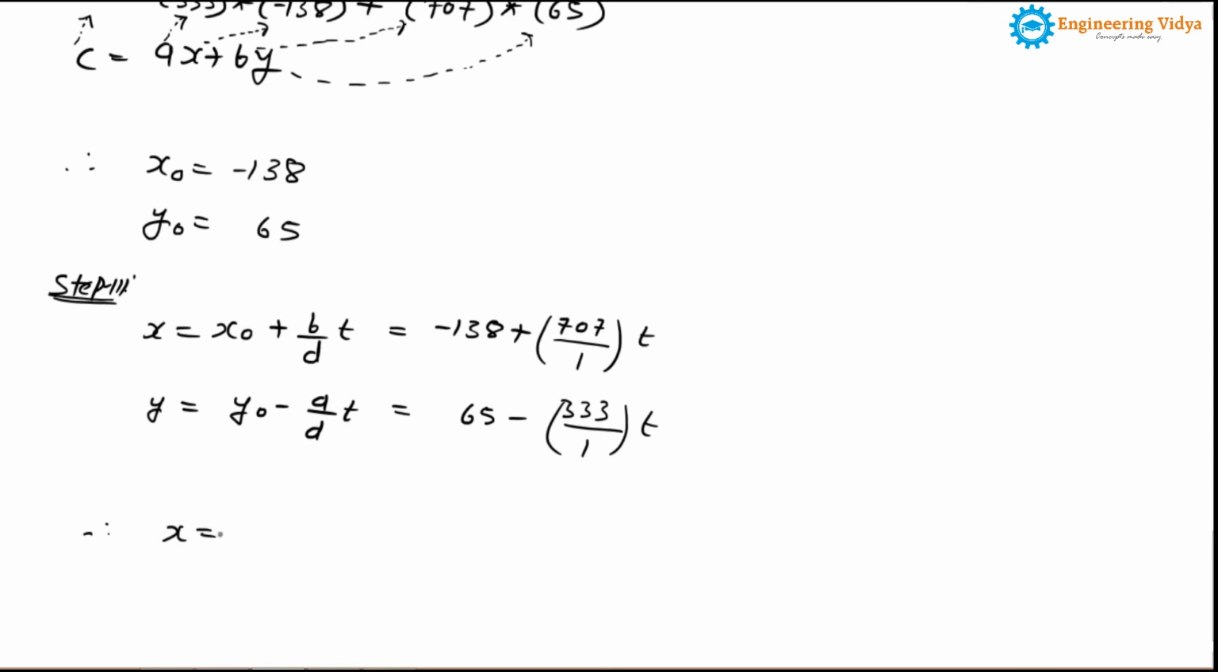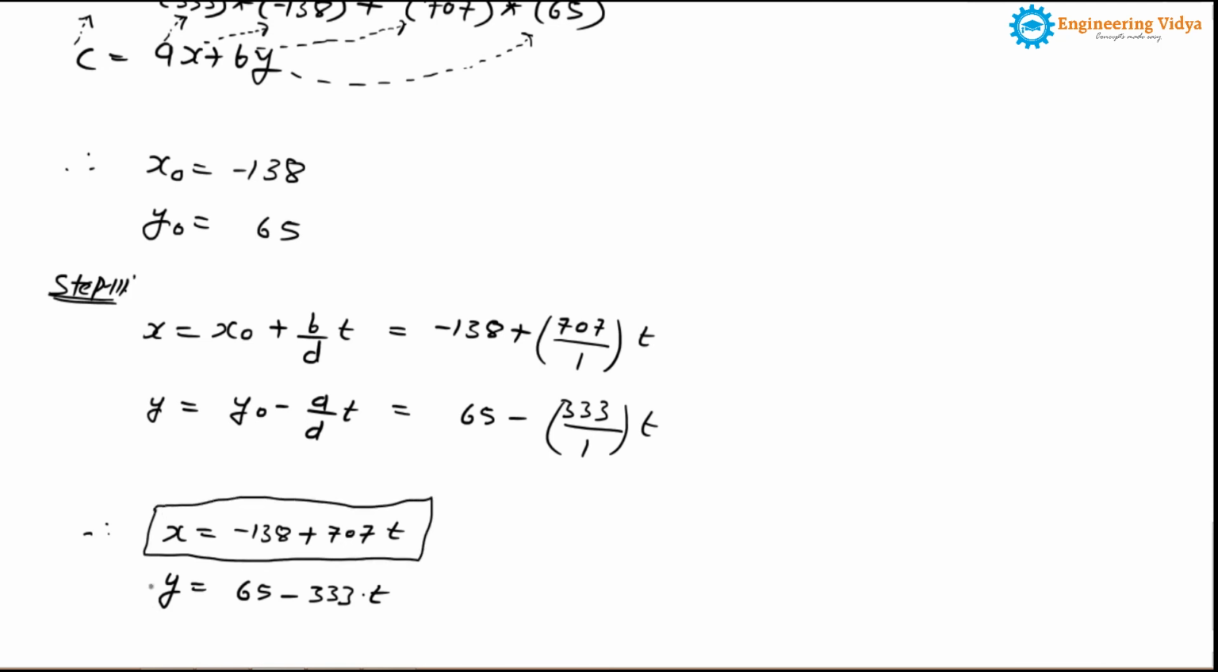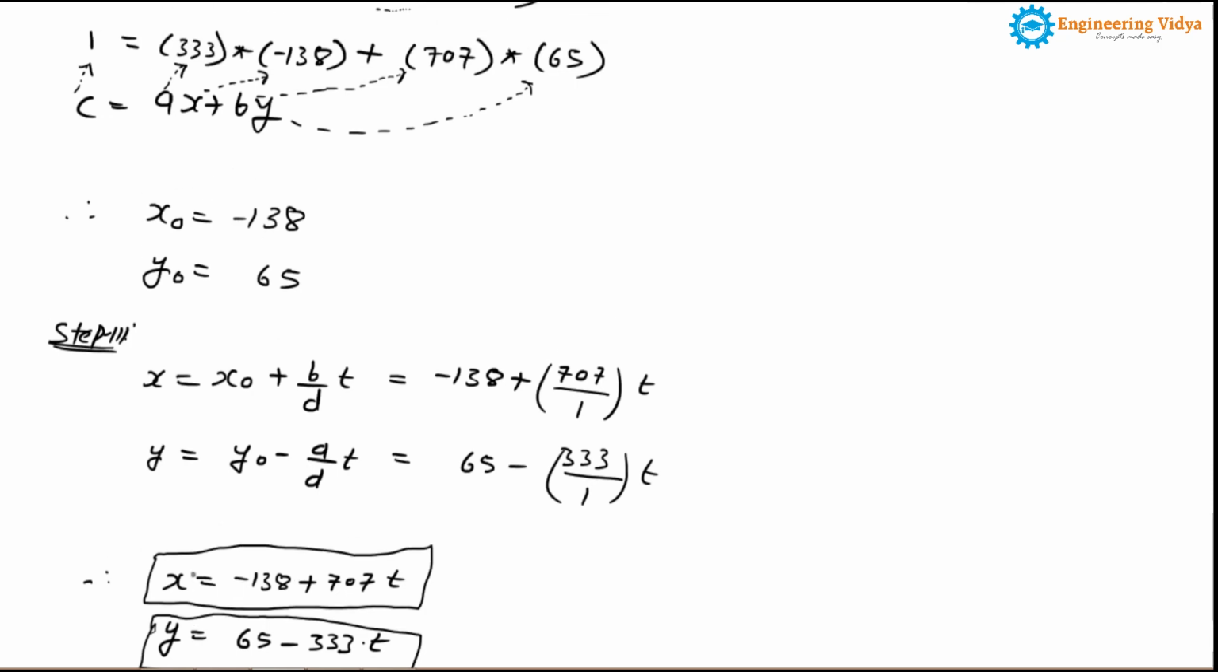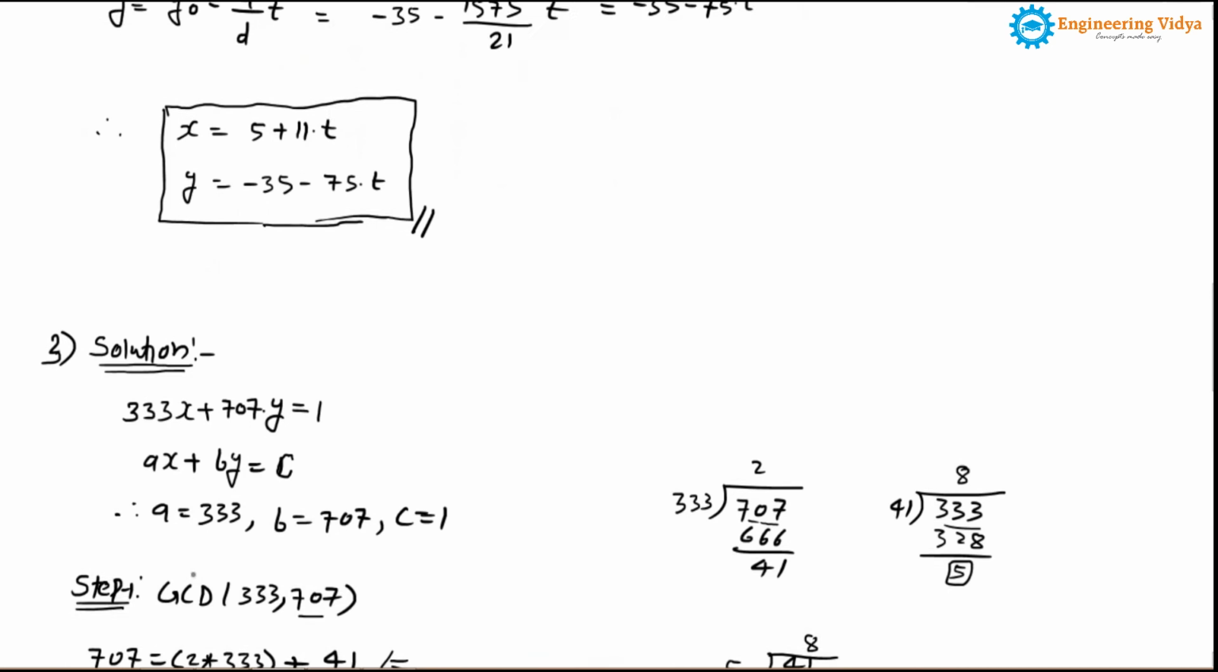So in general, after simplification, here we can write, we have obtained x and y. So here x is equal to minus 138 plus 707 into t, and here y is 65 minus 333 into t. So here we have calculated x, and here we have calculated y also, and this is our final step. So this is the end of this lecture, and in the next lecture we'll start with the solution of problem number 2. Thank you.